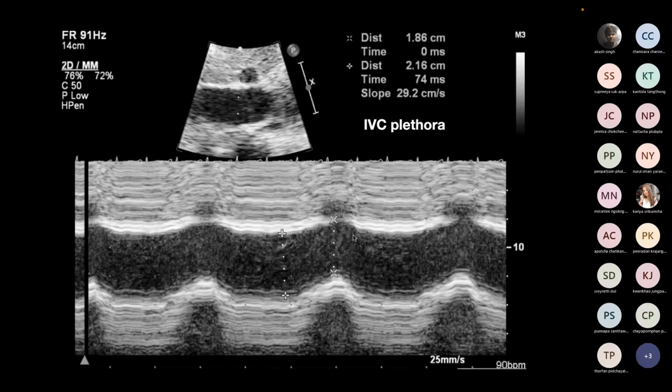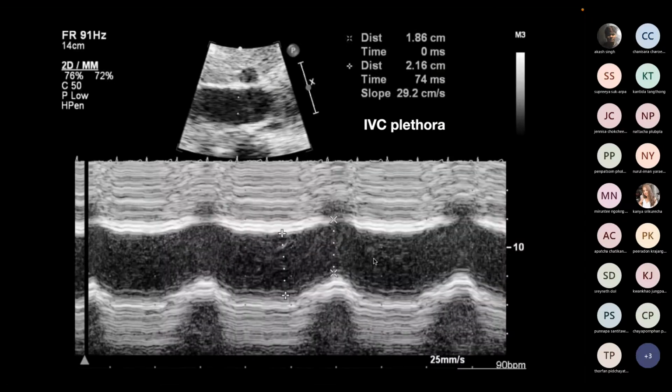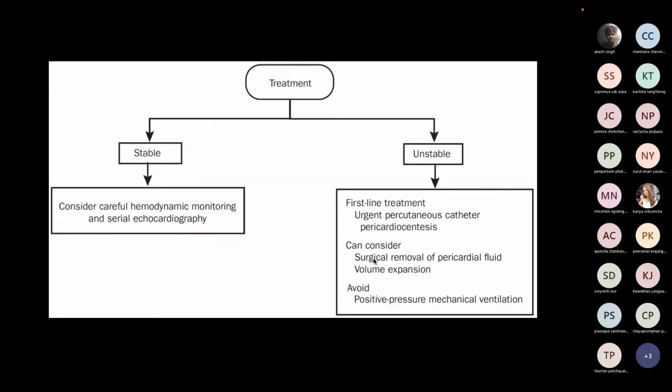So that's called IVC plethora as well, meaning that the pressure within the right atrium is very high because the IVC drains into the right atrium. So all of these findings suggest that the pressure in there is high and that pressure changes vary too greatly, and that would suggest that the patient has cardiac tamponade.